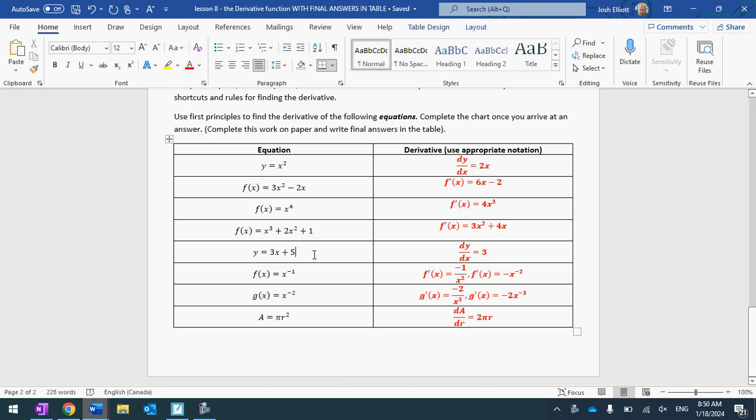It shouldn't be a surprise that the equation y equals 3x plus 5 has a derivative dy by dx equal to just 3. I mean, this is just a line with a slope of 3, so the rate of change is constant and it's always equal to 3.